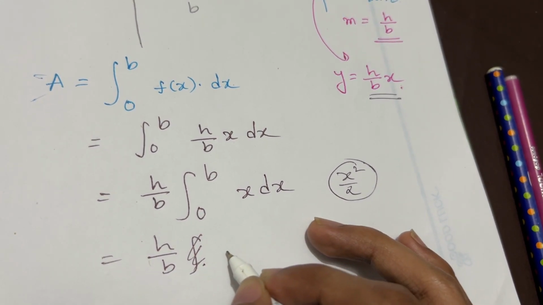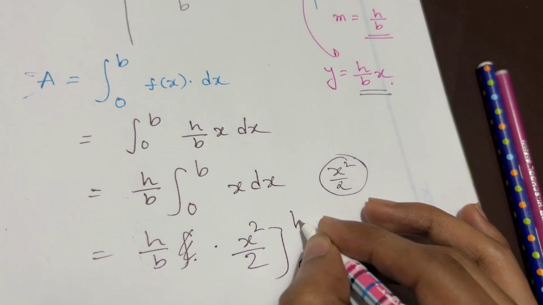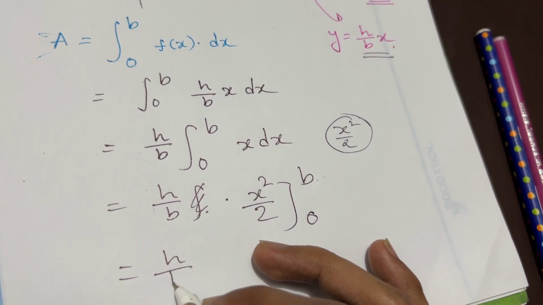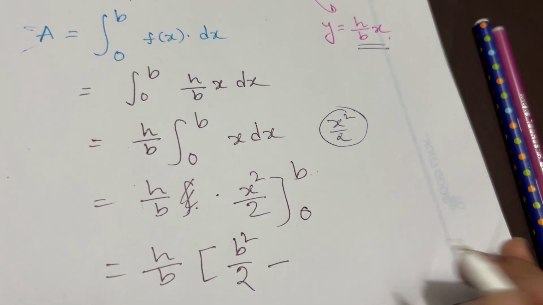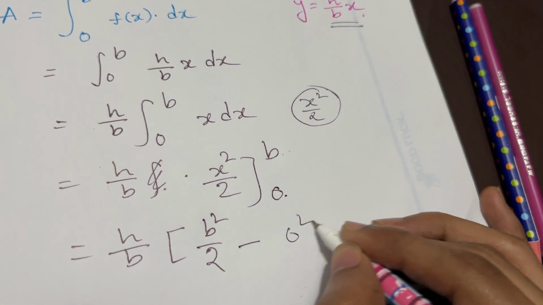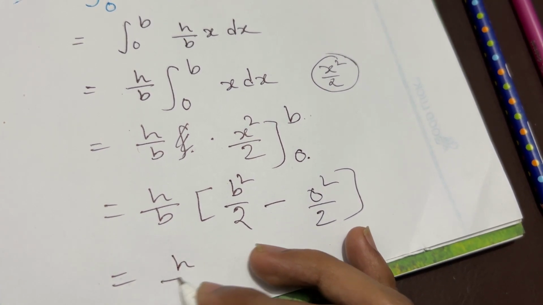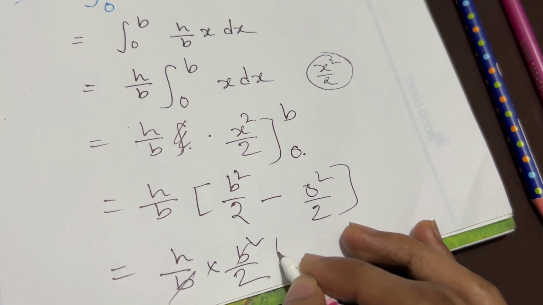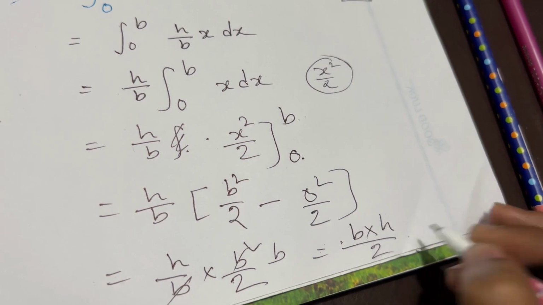So it should be x squared divided by 2, from 0 to b, and now we're going to put the b inside. So it should be b squared divided by 2, minus, this is the formula, minus the integration with 0 put in here, so 0 squared divided by 2. So this is all 0. Total, it should be b times b squared by 2. If we calculate it, this is b, so b times h divided by 2. So height times base divided by 2.